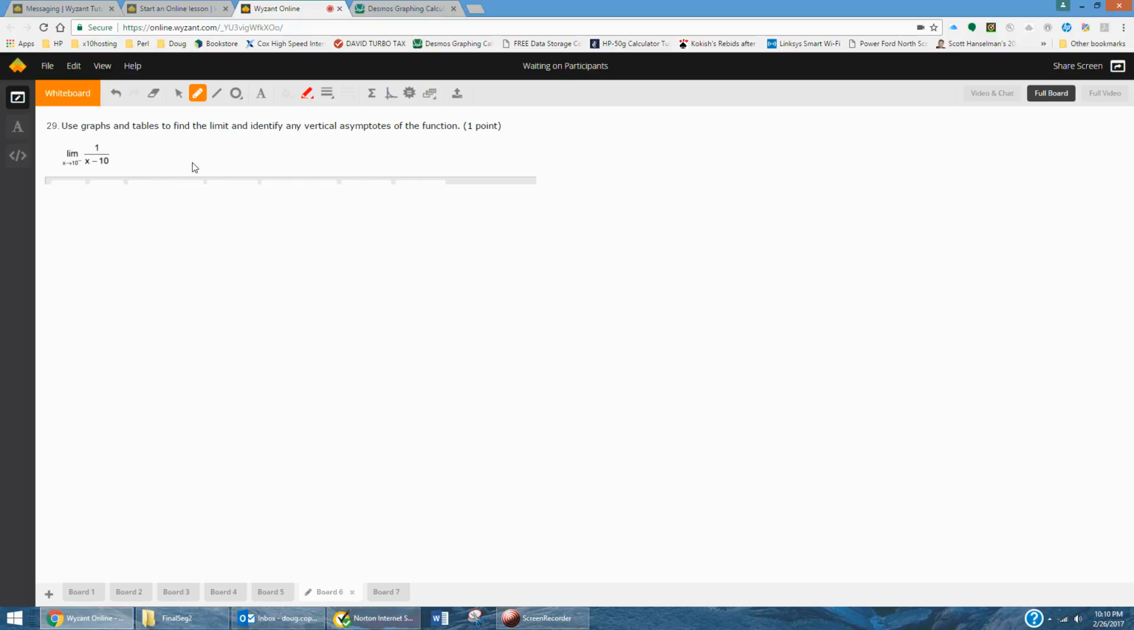Board 6. Use graphs and tables to find the limit. Identify any vertical asymptotes. So the denominator equals 0 when x is 10. 1, 2, 3, 4, 5, 6, 7, 8, 9, 10.